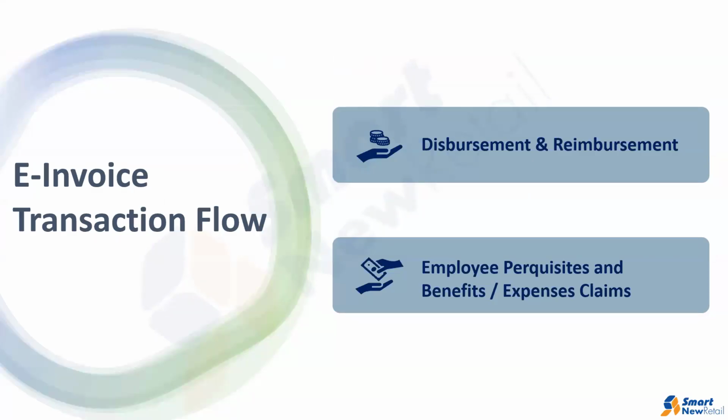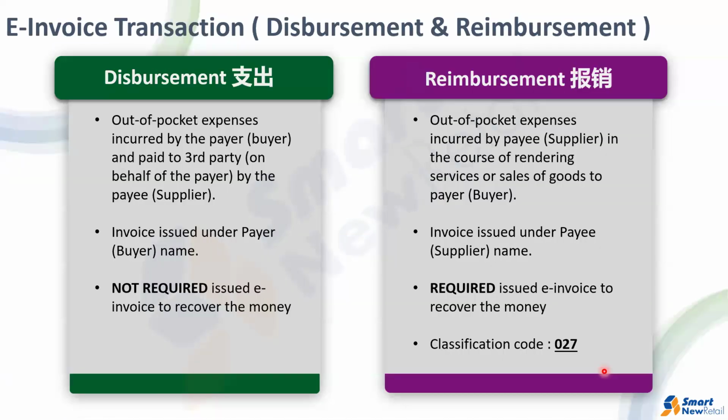Okay, so this is the part where I was confused as well. So let's go through this part together. This is the transaction flow for disbursement, reimbursement, the employee claim things. So how do you handle this kind of document? And what document do you need to handle?